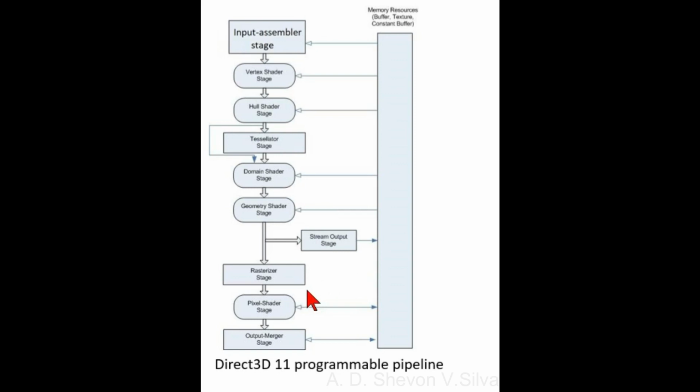Rasterizer stage. The rasterization stage converts vector information composed of shapes or primitives into a raster image composed of pixels for the purpose of displaying real-time 3D graphics.